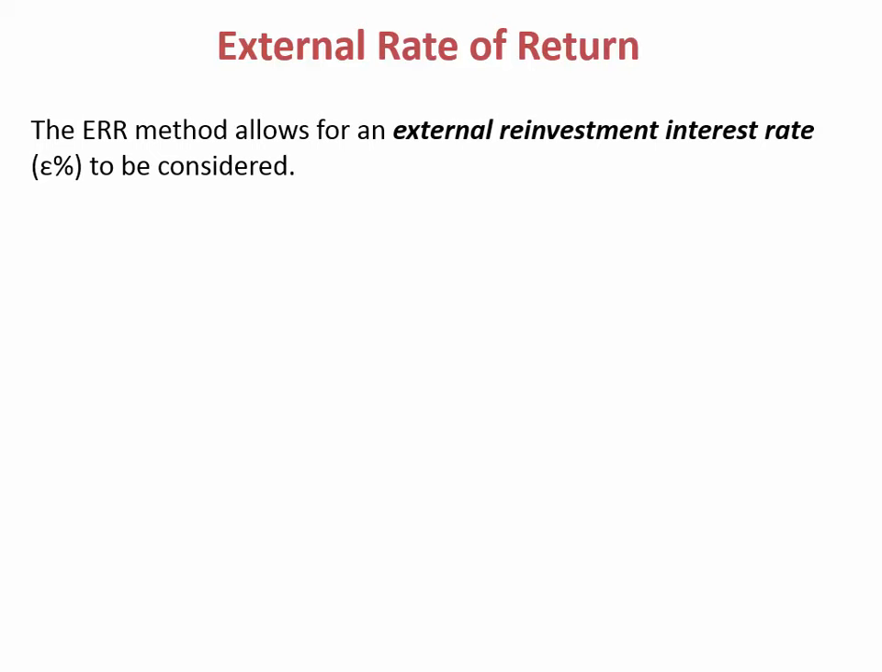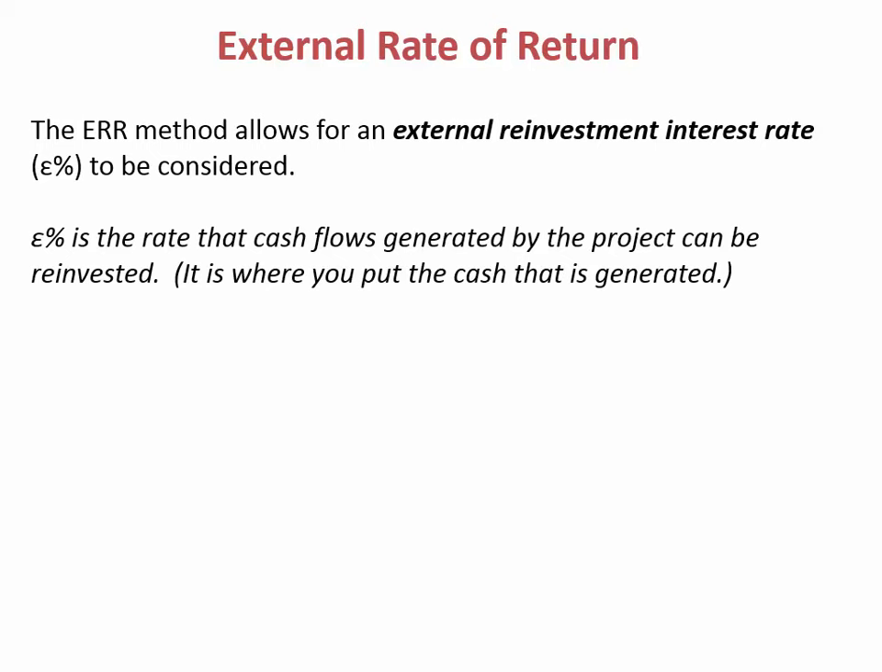And generally the way these sorts of problems work is that I'll tell you directly, or the book will, what the external reinvestment rate is. So epsilon is the variable that we're going to assign to the external reinvestment rate. And that's the rate at which the cash flows that you get can be reinvested. And those cash flows will continue to grow, but they'll grow at a different rate than they were originally generated.